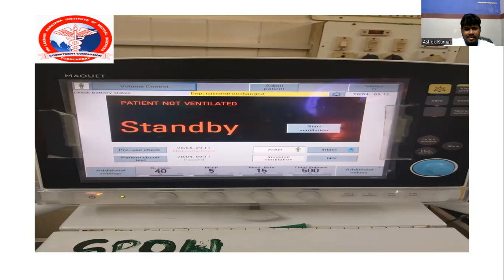Additional settings will be the FiO2 or oxygen concentration. Then another will be the positive end expiratory pressure. Then another parameter which is the respiratory rate. Then another main parameter will be the tidal volume. Then additional checkup by clicking the additional button. Either we can use the touch screen or the buttons on the downside.